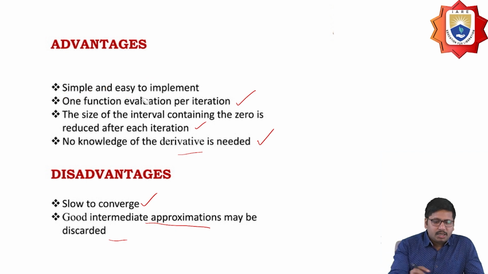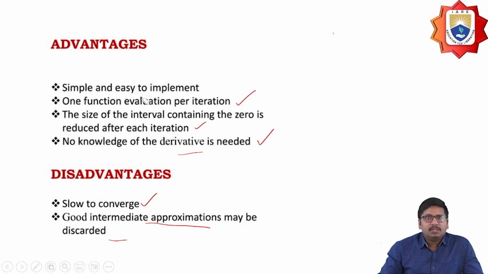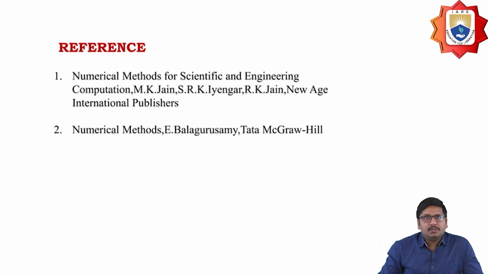The advantages are that it is simple and easy to implement, with one function evaluation per iteration, the size of the interval containing 0 is reduced at each iteration, and no knowledge of derivatives is needed. And the disadvantages are that it is slow to converge and a good intermediate approximation is important.